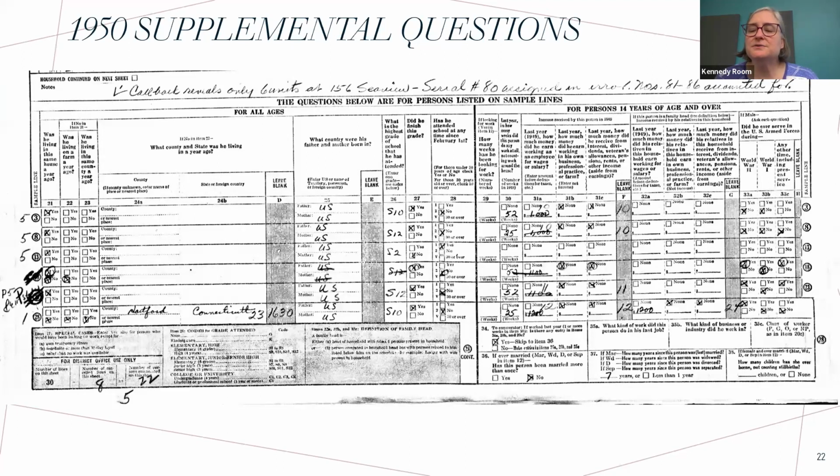He had worked 52 weeks the last year, and it says $1,000 in the how much did he earn. It is crossed out, so I am not sure completely why it was crossed out. But anyway, he did not receive money from interest, dividends, veterans allowances, etc. And then he is not the head of household. His mother is the head of household.